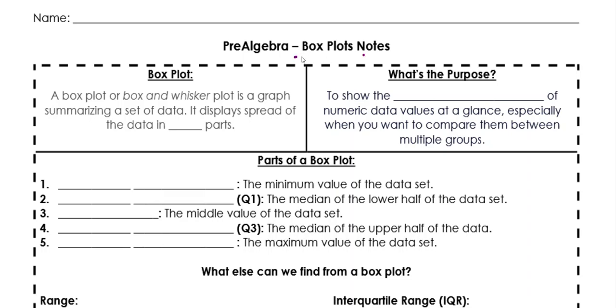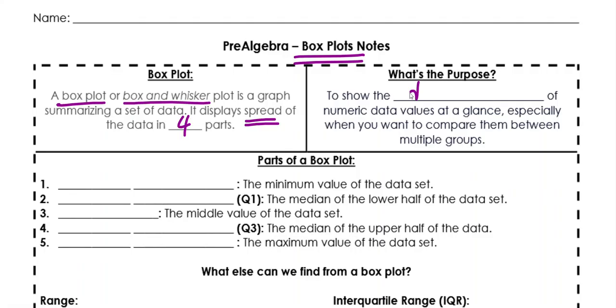Talking about box plots. So a box plot, or a box and whisker plot, is a graph summarizing a set of data. Really, that's what all graphs are for. They just show a picture of a set of data. A box plot in particular shows the spread of data in 4 parts. It shows you how spread out the data is.